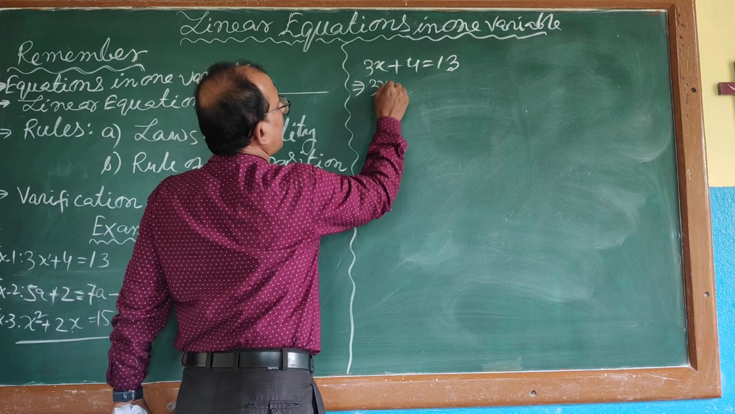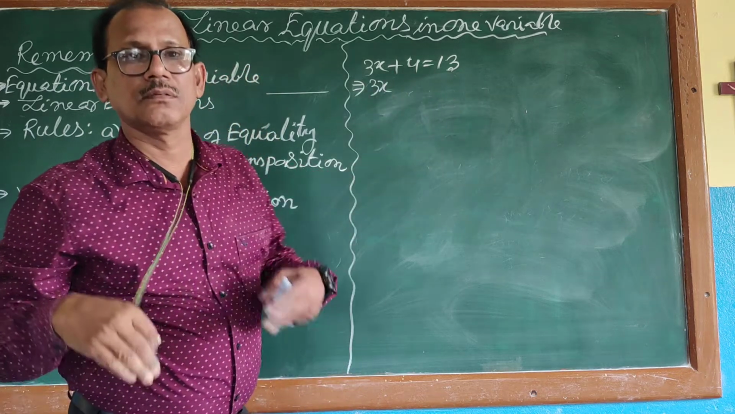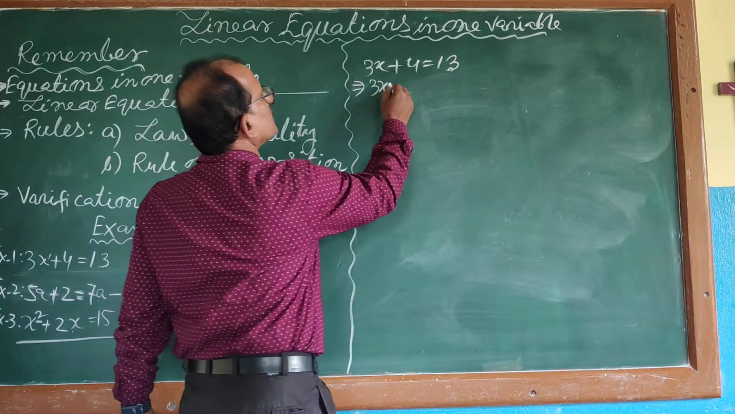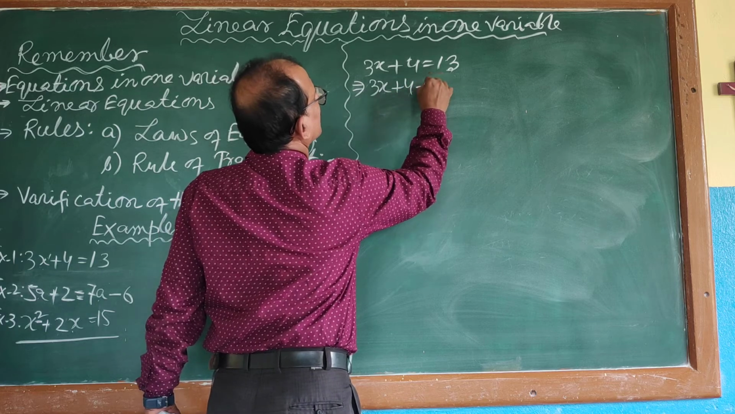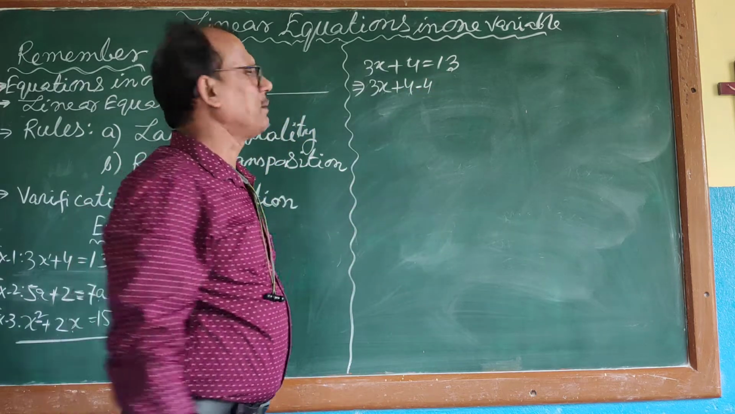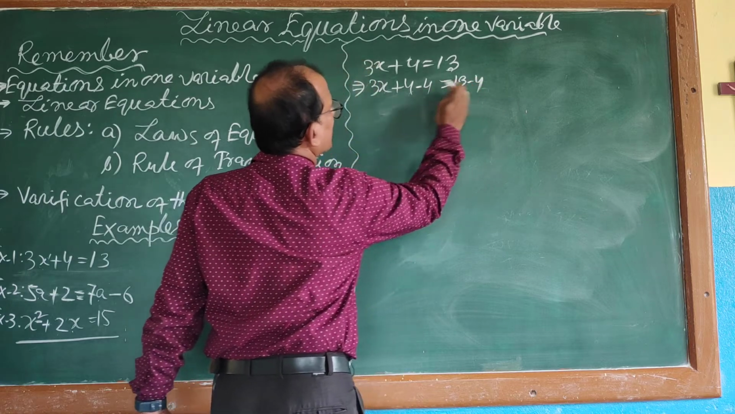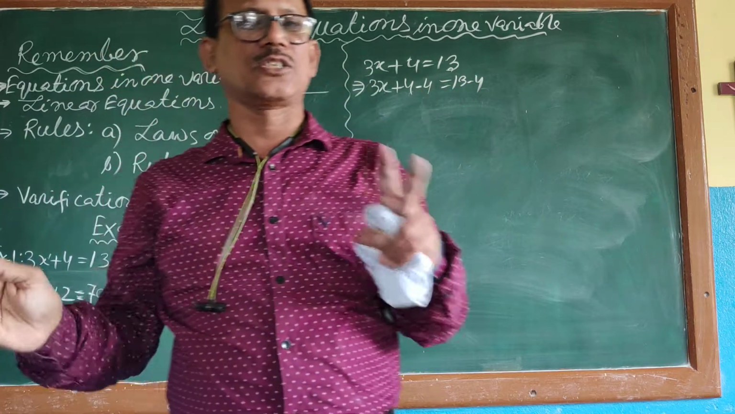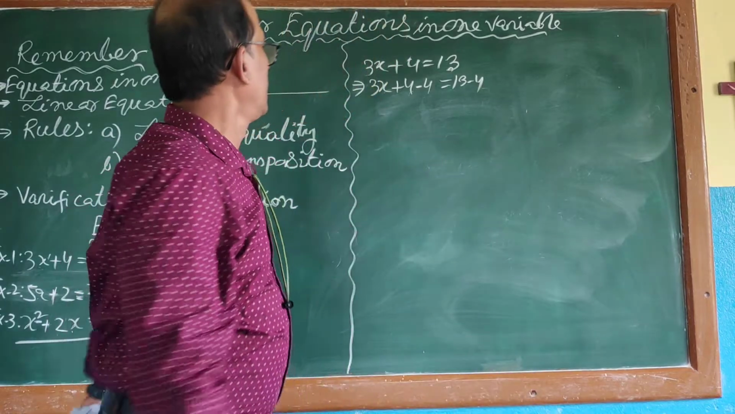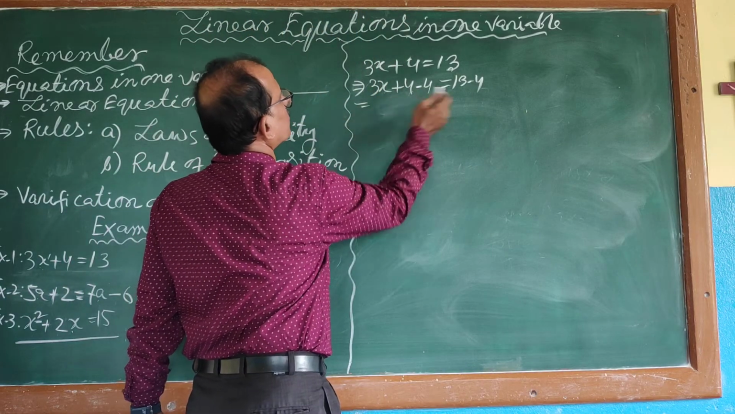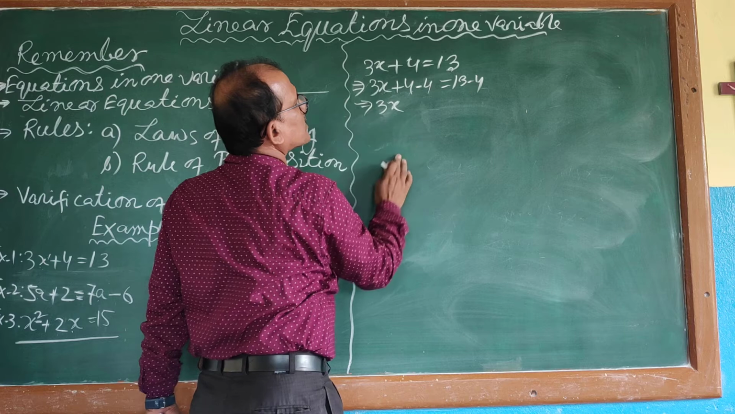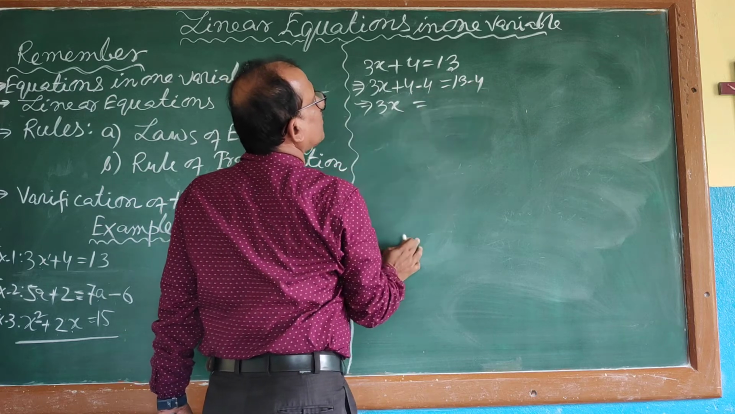See here, I will add or subtract something. Here I am just adding minus 4, so this side also has to be minus 4. I am making both the sides equal. That is why it is called laws of equality. Now this plus 4 minus 4 will vanish, the remaining is 3x, and this side, how much will it become?